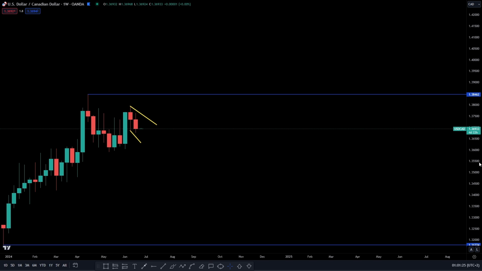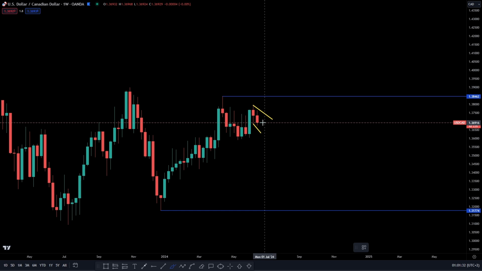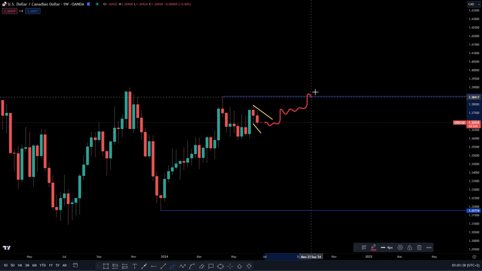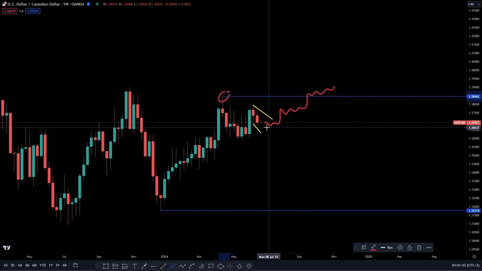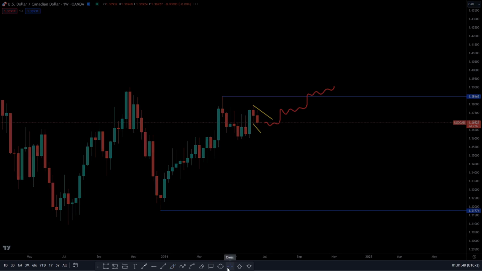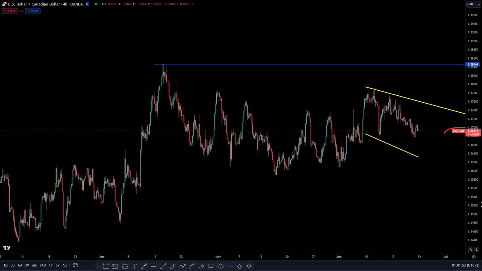And when I look at price action, it is also bullish here. Something tells me we are bullish. We just need to break this high. Moving on, let's move to the 4 hour.